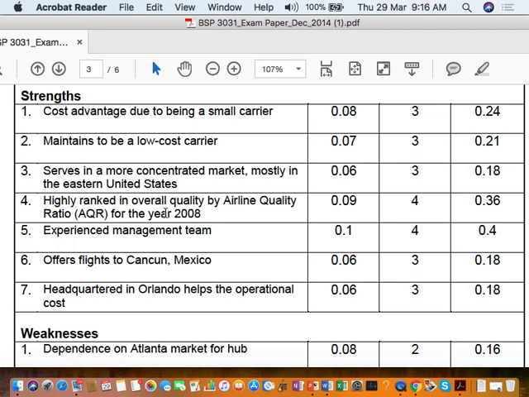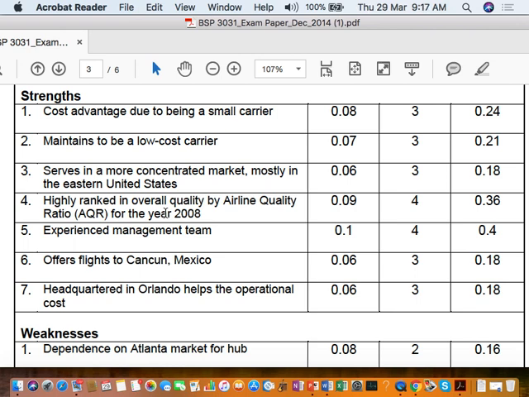That the company has... Sorry? She's saying it suggests that the company has invested in its human resources, its management team. So what else would you tell us about that? What is happening there?